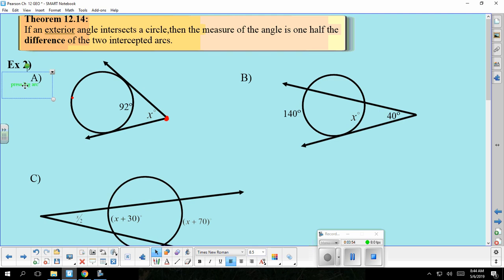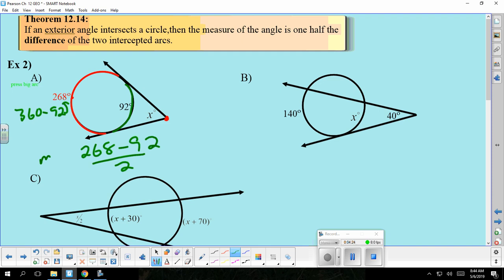So the big arc is 268, right? How do I find that? Since these are tangent, if this is 92, this is 95. What's this part? 360 minus 92, and I get 268. So to figure out the measure of angle X, it's 1/2 the difference. So now 268, the big one, minus the small one, divided by 2, and that's the measure of angle X. 268 minus 92, divided by 2. The measure of angle X equals 88 degrees.